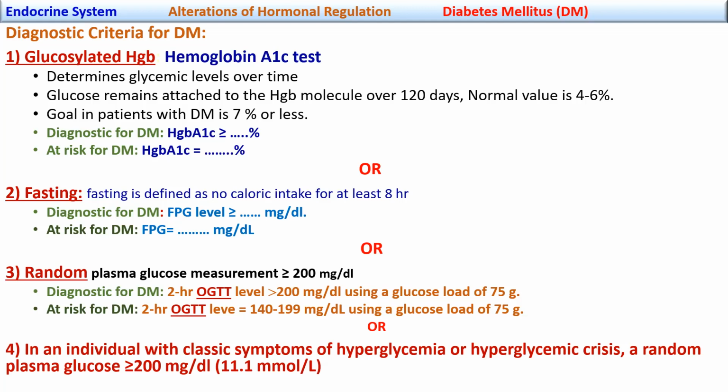So the normal value is 4 to 6%. The goal in patients with diabetes mellitus is 7% or less. Diagnostic for diabetes mellitus will be a hemoglobin A1C equal to or higher than 6.5%. At risk for diabetes mellitus would be a hemoglobin A1C of 5.7 up to 6.4%.